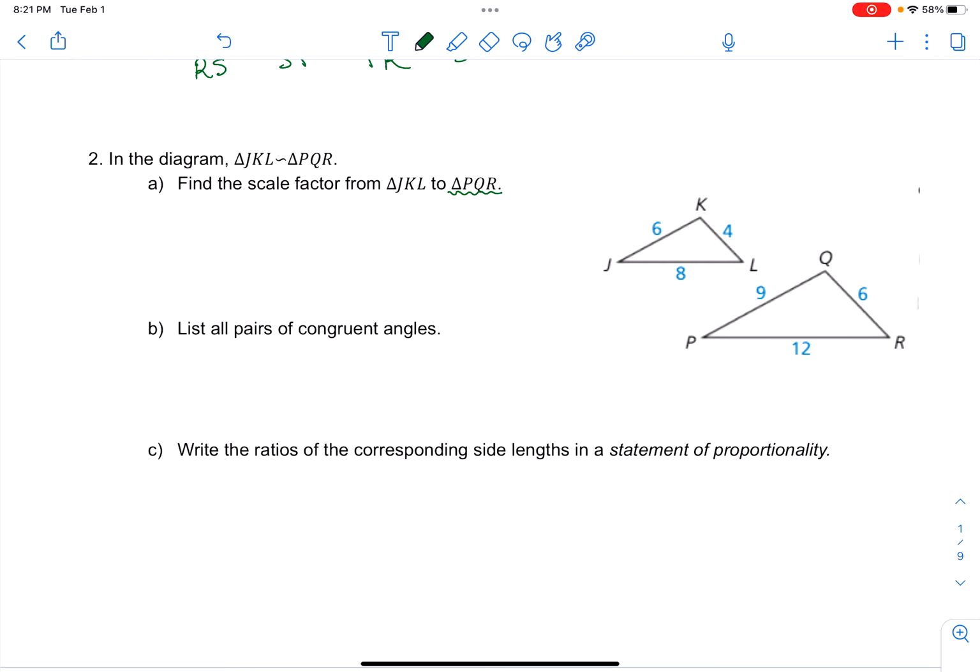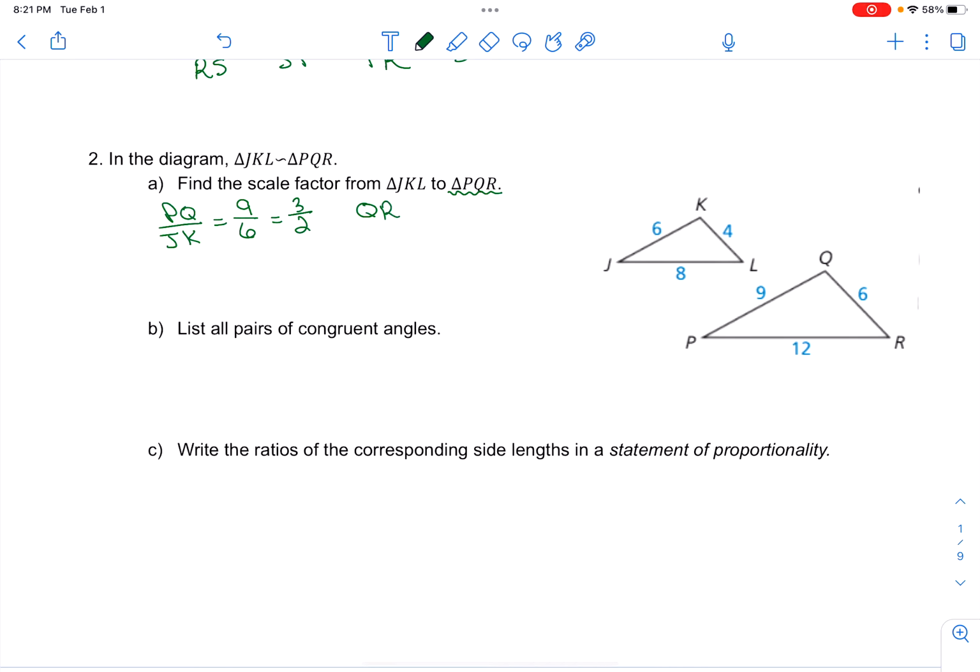So in finding our scale factor, we're going to do PQ over JK. I just always start at the beginning of my statement, so I just picked PQ to start with. PQ was 9, and JK was 6. 3 goes into 9 3 times, and 3 goes into 6 twice.